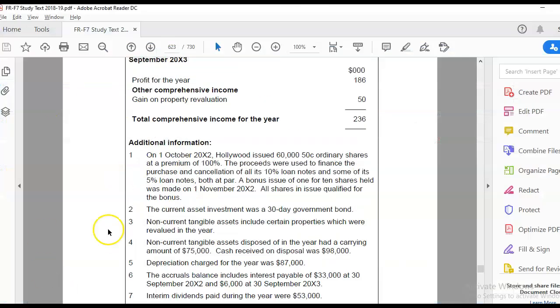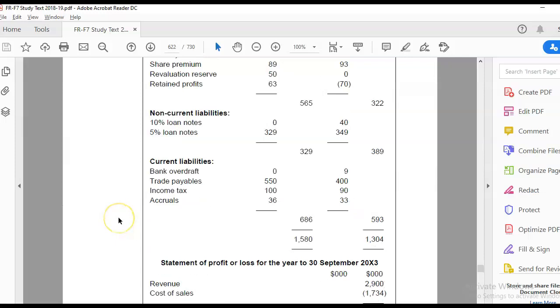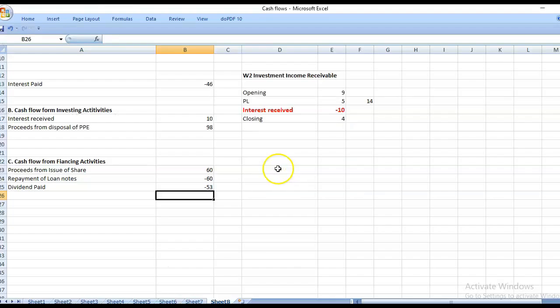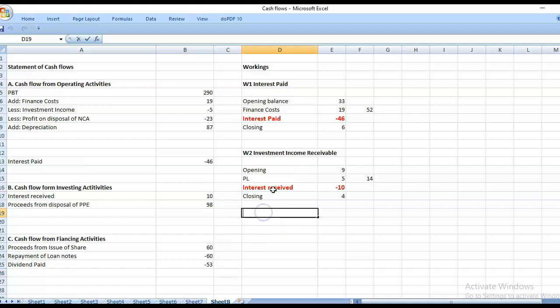I'm done with all the notes. Now I'll go to my balance sheet and compare every line so I don't miss anything. Let me compare this PPE that has from 510 become 634. So I have to chalk out all the reasons why this PPE could have changed.